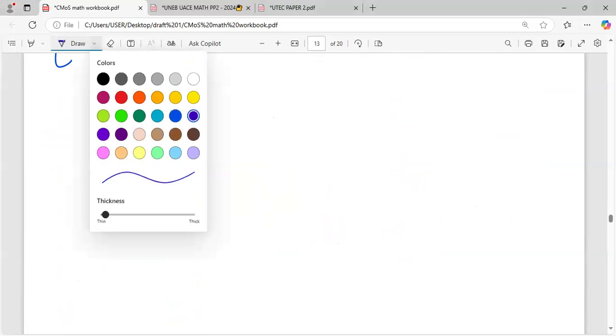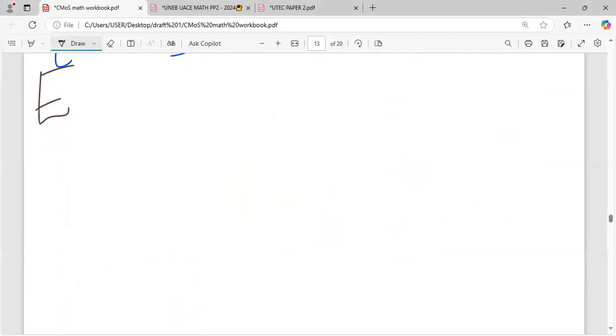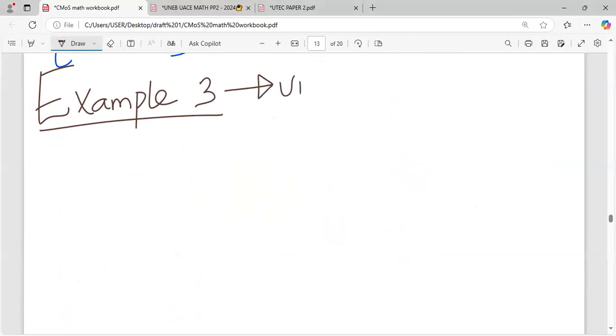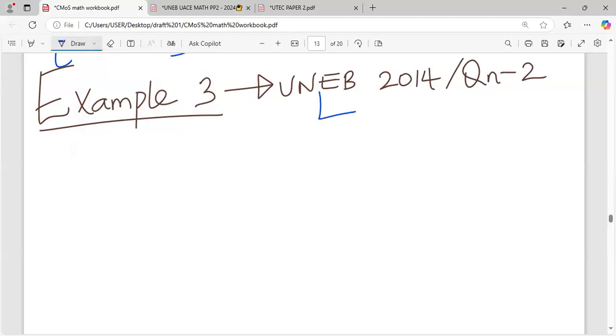Example 3. We are going to use UNEB 2014, question 2. And I've said we're also going to identify that we are going to be supposed to integrate.